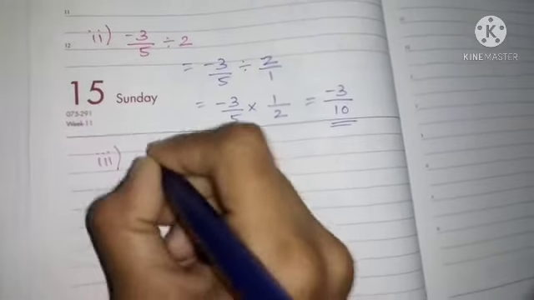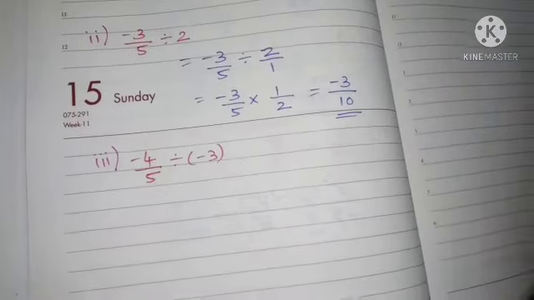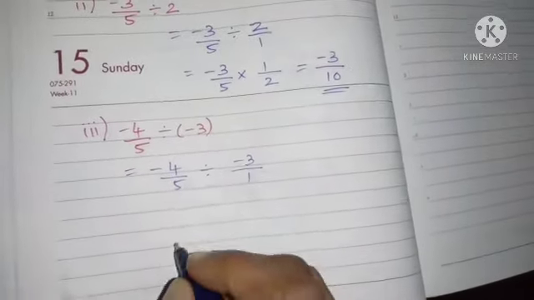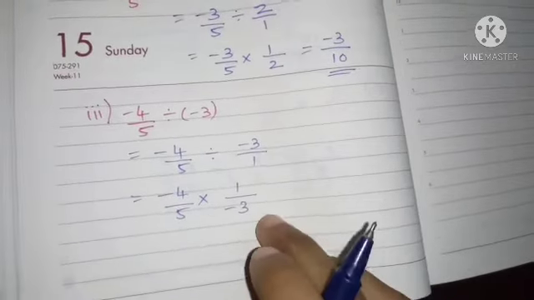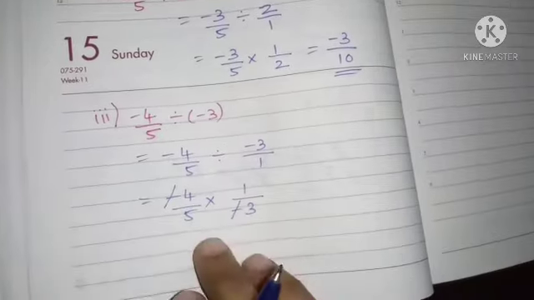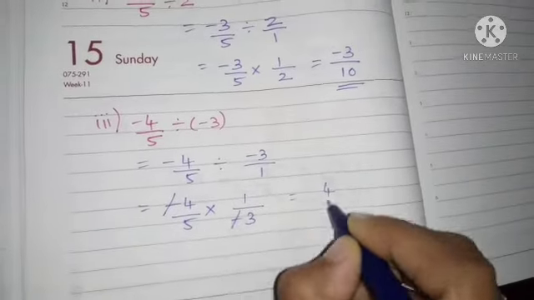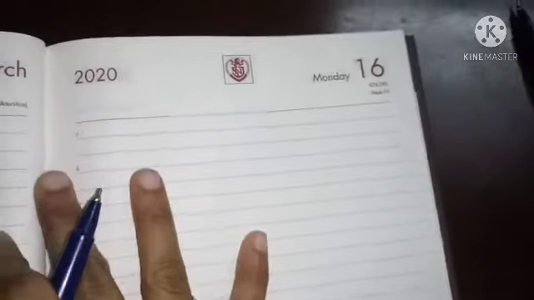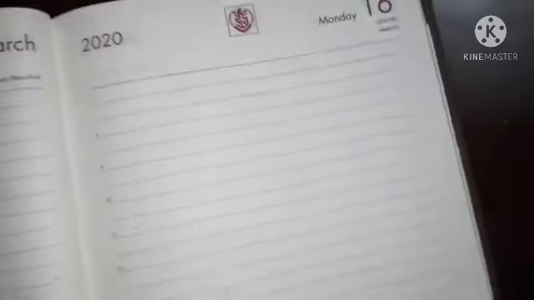Third problem, minus 4 by 5 division minus 3. So minus 4 by 5 division minus 3 by 1, correct? Now minus 4 by 5 into 1 by minus 3, the reciprocal. Now this minus cancels. I told you the minus in numerator and denominator can be cancelled. So 4 1s are 4, 5 3s are 15. Next, the fourth and fifth problems are your homework.